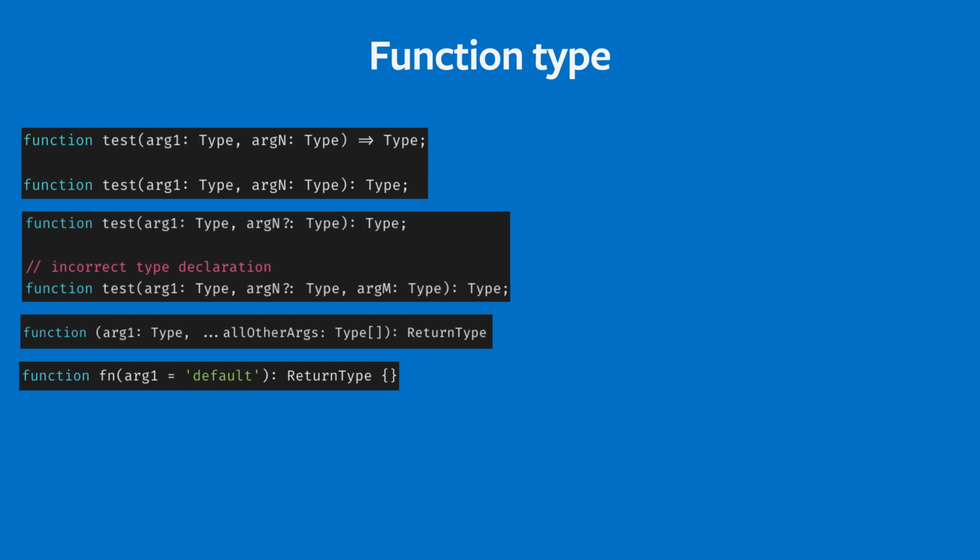Also, you can use default values for arguments and omit types. So in this case, we specify that args by default equal to default, and we don't write that its type is string because it just gets the type from the string default.